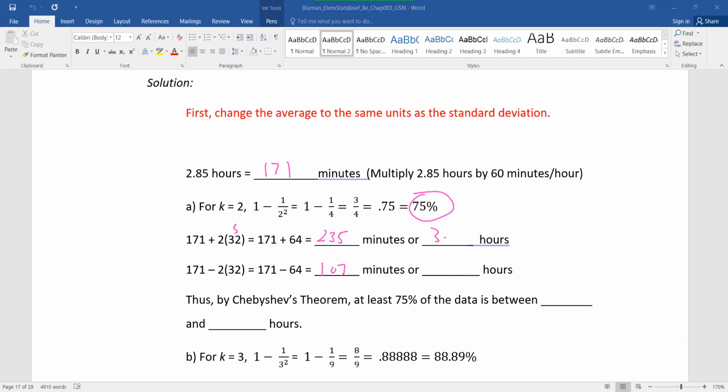Do we have any decimals? We had 2.85, so we go to 3 decimals, so that'd be 3.917. And the reason I'm going to 3 is because my original mean was given to me as 2.85. So we always want to go one decimal further. So then the same concept, we'll take this and go 107 divided by 60, and you get 1.783.